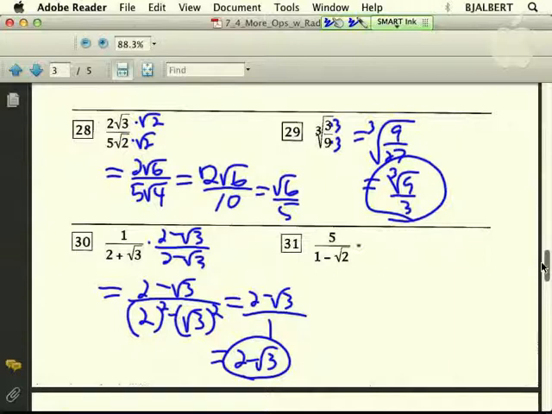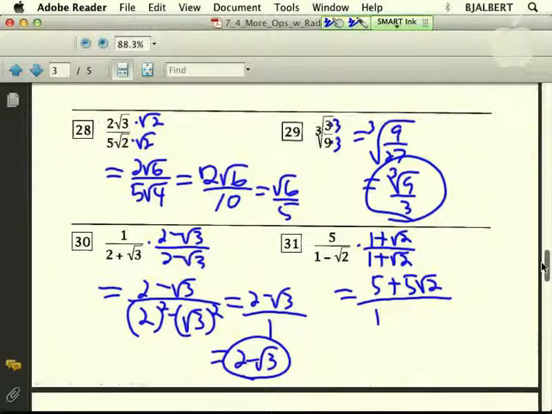31, you're going to multiply top and bottom by 1 plus the square root of 2. So you're going to have 5 plus 5 square roots of 2 in the top. In the bottom, you've got the difference of 2 squares. And that's going to be 1 minus 2, which is negative 1. So you're going to have minus 5 square roots of 2.